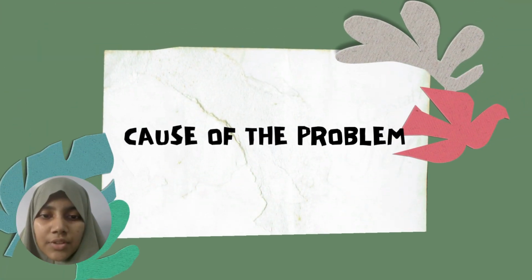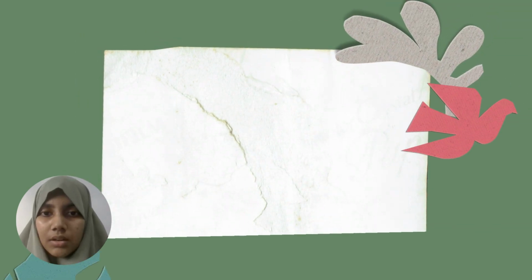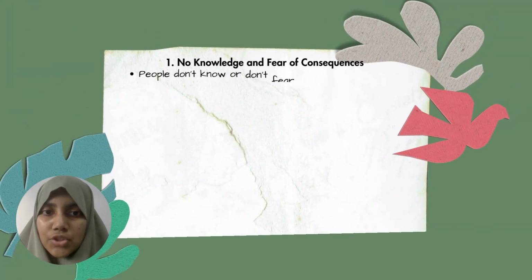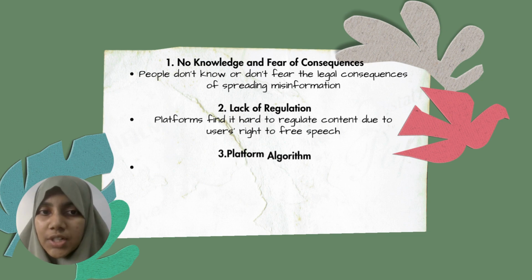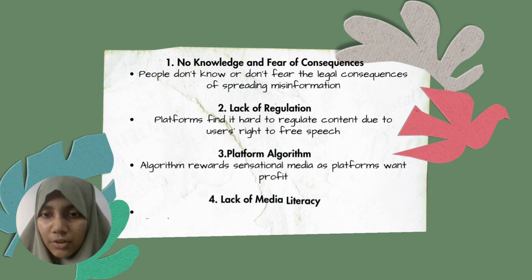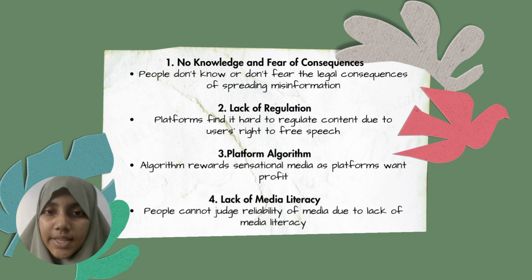Here are the causes of the problem. Firstly, there is no knowledge or fear of consequences. People don't know or don't fear the legal consequences of spreading misinformation. Secondly, there is a lack of regulation. Platforms find it hard to regulate content due to users' right of free speech. Third, platform algorithm. The platform's algorithm rewards sensational media as platforms want to maximize their profit.